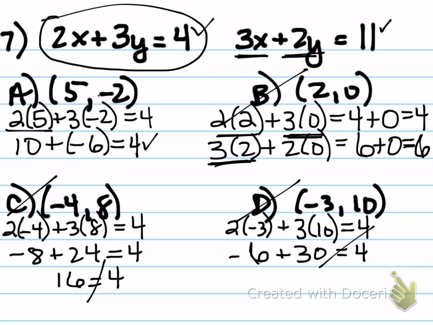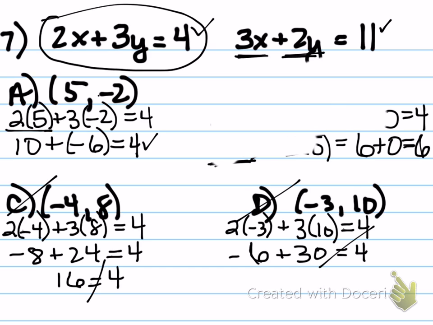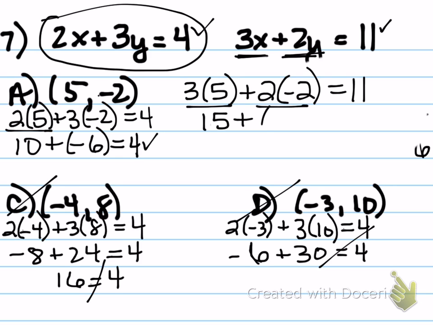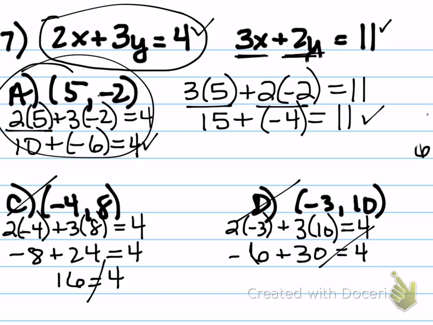For our second check, I'm actually going to erase and just give us a little bit of room over here. Ran out of room. And now we've got to check this in the second equation, which is 3 of the first thing. So here we've got 3 times 5, plus 2 of the second, 2 times negative 2. We're hoping that makes 11. Well, 15 plus 2 times negative 2 is negative 4. Since they're opposites, they subtract, and they do make 11. A is our correct answer for number 7.